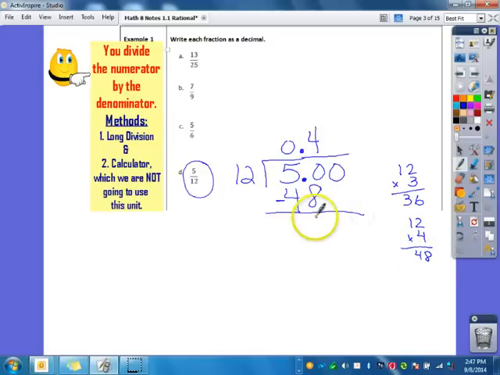Subtract. We get 2. Bring down a 0. How many times does 12 go into 20 without going over? Once, for sure. Twice is 24. That's too many, so 1 time. 1 times 12 is 12. Subtract. You get 8. Now we're going to need another 0.